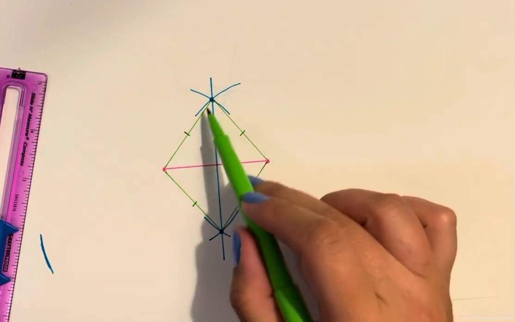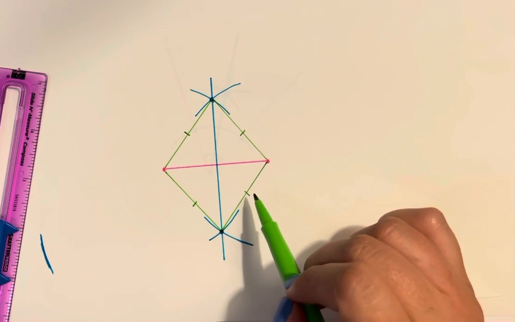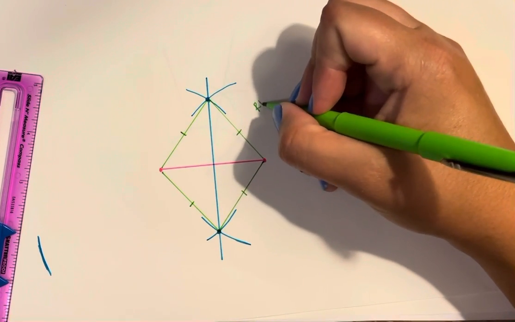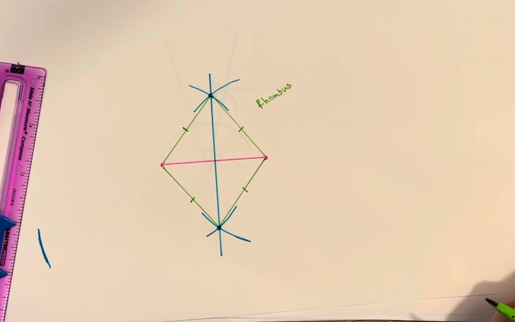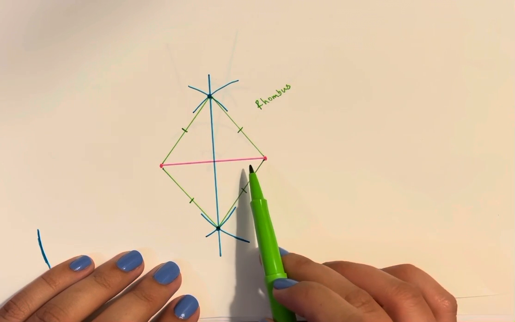If I have a quadrilateral here, these 4 green segments, a quadrilateral that has 4 congruent sides, that makes this a rhombus. We know some other things about a rhombus as well. We know other properties, specifically properties about its diagonals.